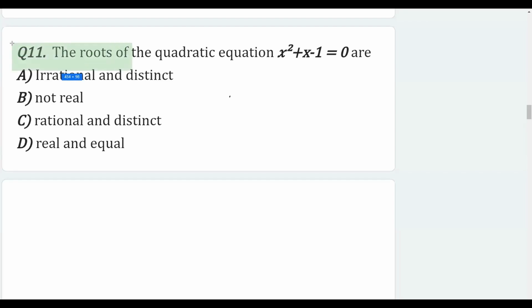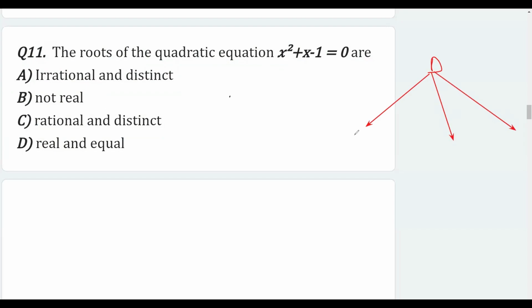Question number 11 is from the quadratic equation. It says the roots of this quadratic equation are: irrational and distinct, not real, rational and distinct, or real and equal roots? What we know is that the value of D, which is called the discriminant, decides. D can have three possible values: either it can be equal to 0, greater than 0, or less than 0.